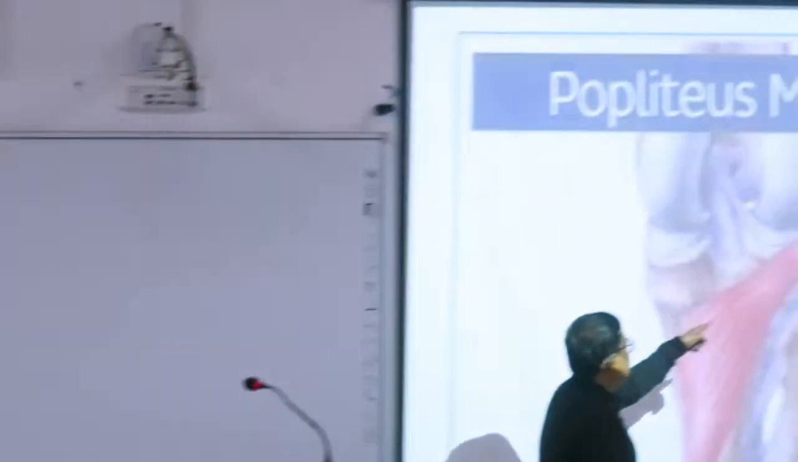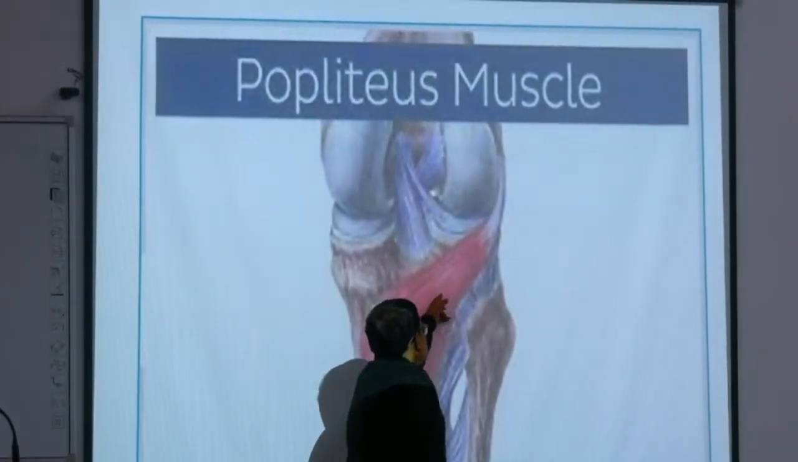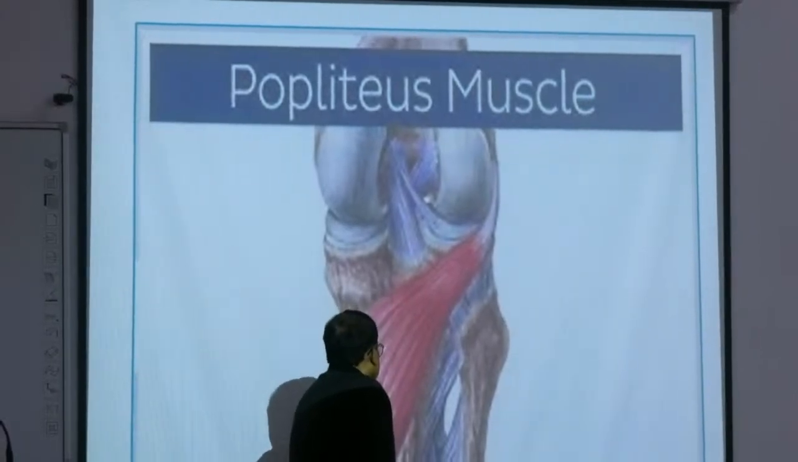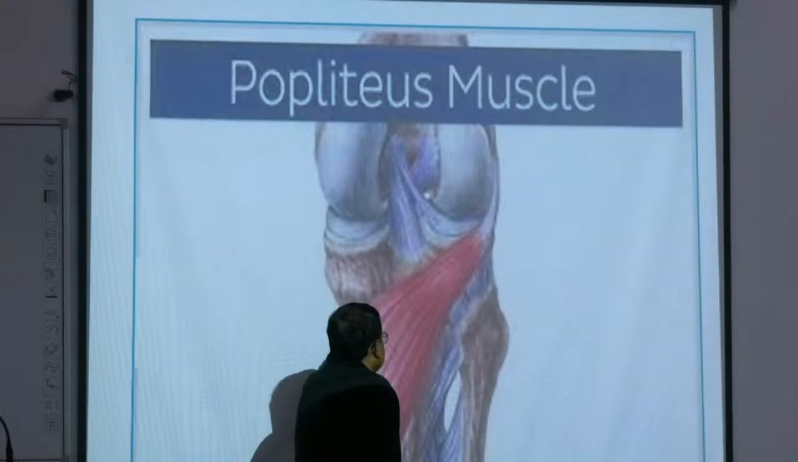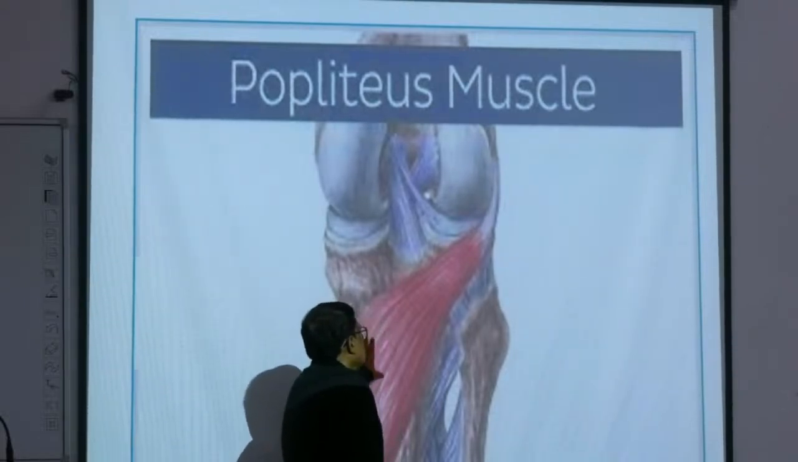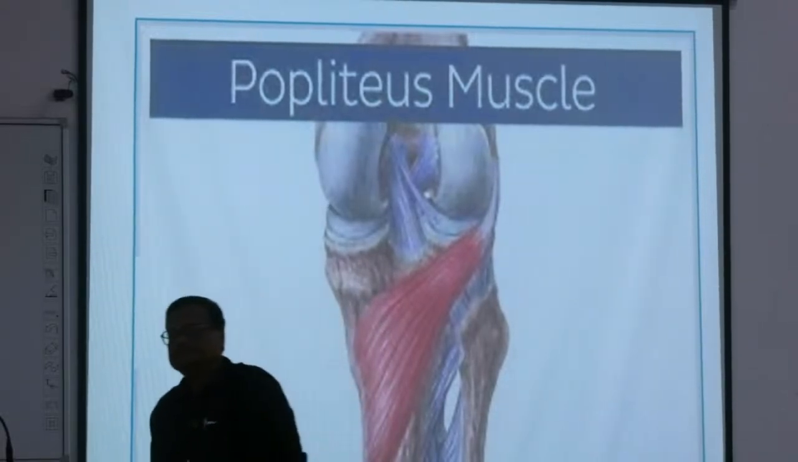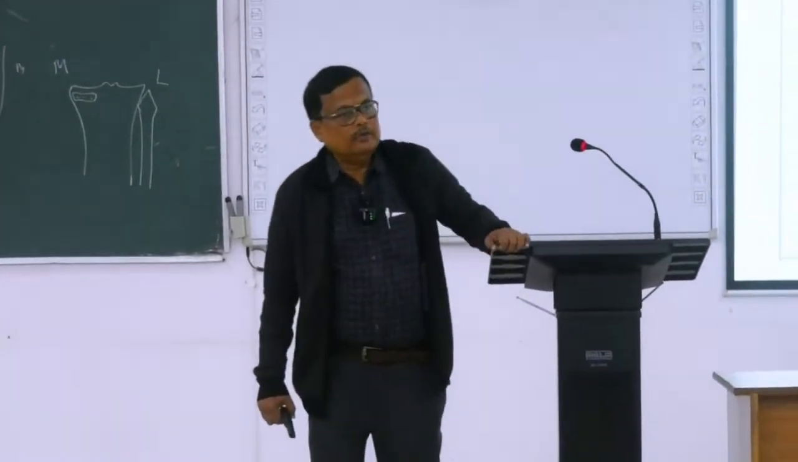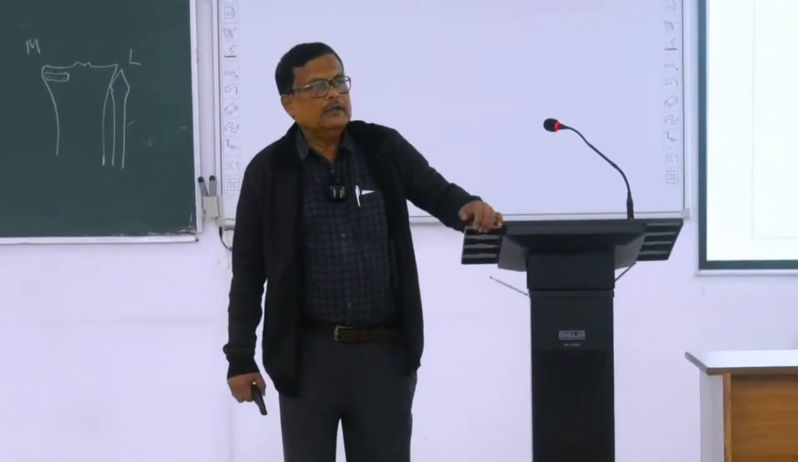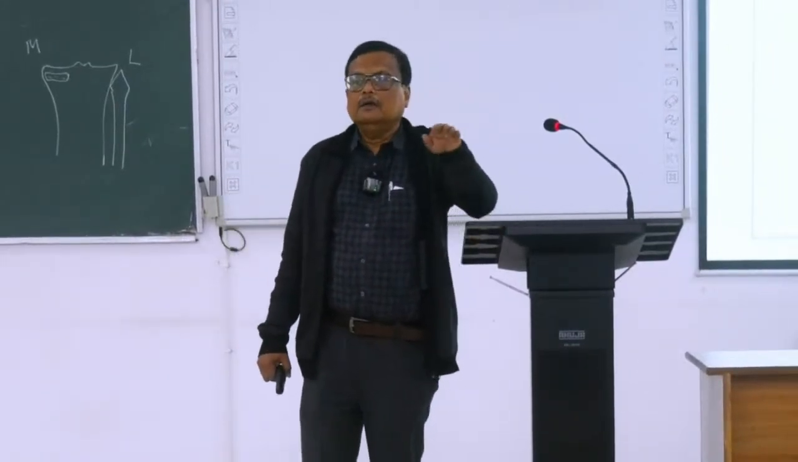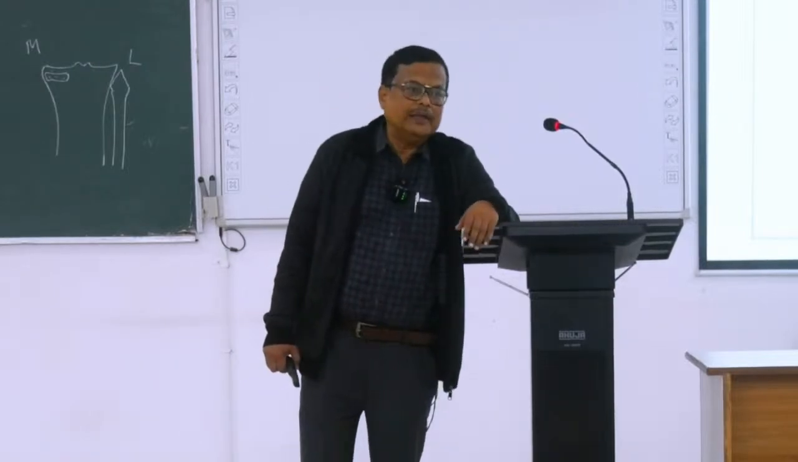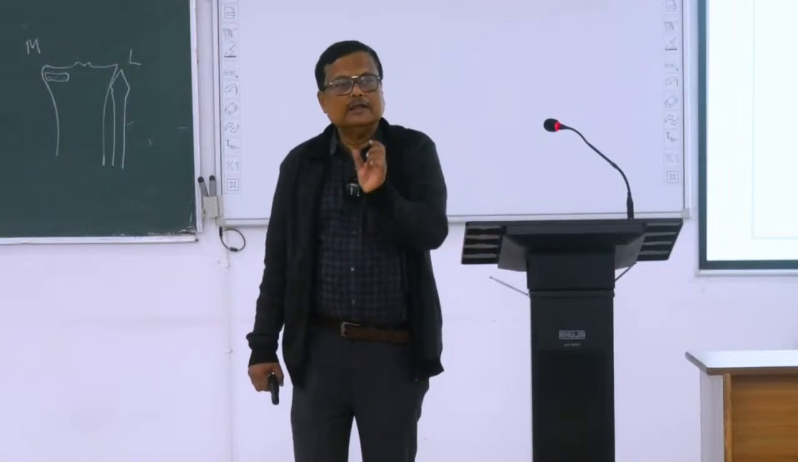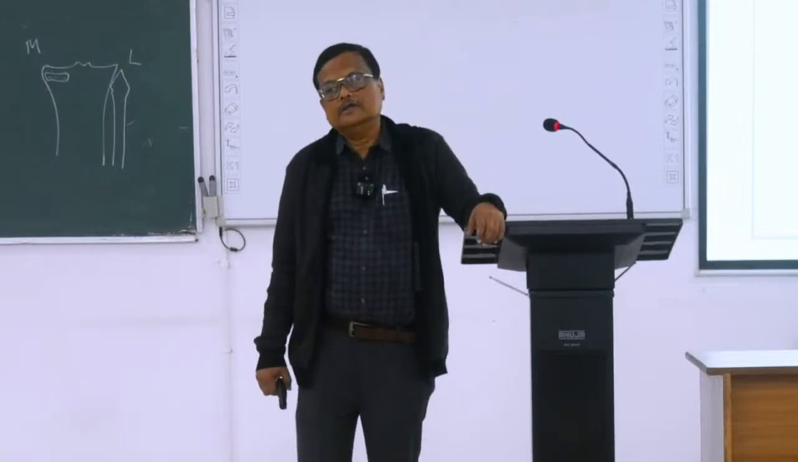From that origin, it comes posteriorly, spreads and is attached to the medial margin, the medial line of the upper part of the tibia. So this is the popliteus muscle. Listen very carefully, I said earlier that the knee joint is divided by some fibrocartilaginous plates, two cartilaginous plates we call menisci. Lateral meniscus on the lateral side, medial meniscus on the medial side.